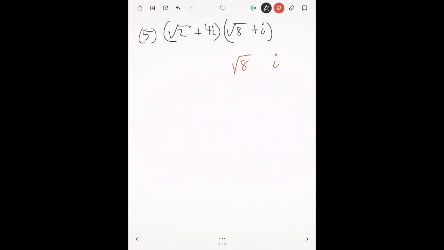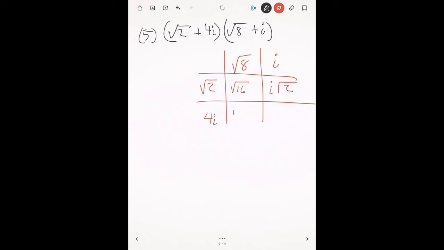Root 8 and i, and then let's do root 2 and 4i. All right, root 2 times root 8 is root 16. I'm using that property of multiplication, where that says when I'm multiplying the same radical together, or I should say the same index together, I can multiply the radicands. Then we have i times root 2. We have 4i times root 8. And then we have 4i squared. All right. Before we start combining some stuff, maybe we should note 4i squared is just negative 4. And then, of course, the square root of 16 is just going to be 4. Again, I'm only taking the principal root here, just working with the positive.